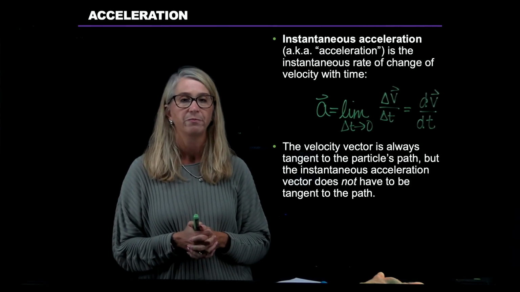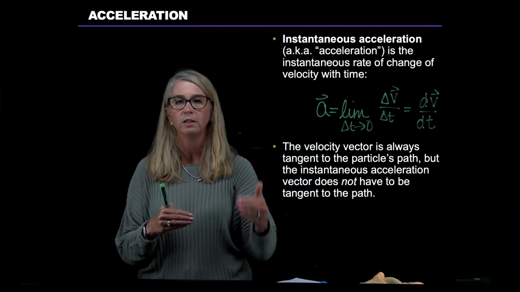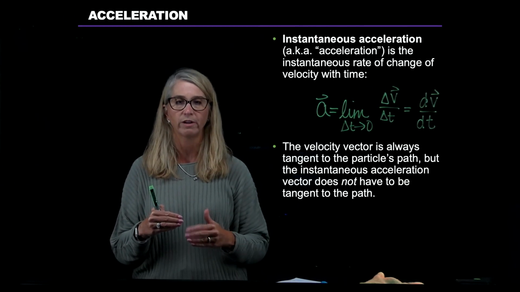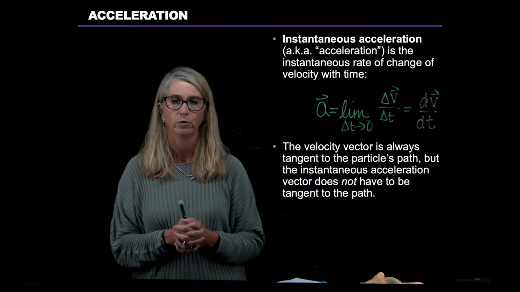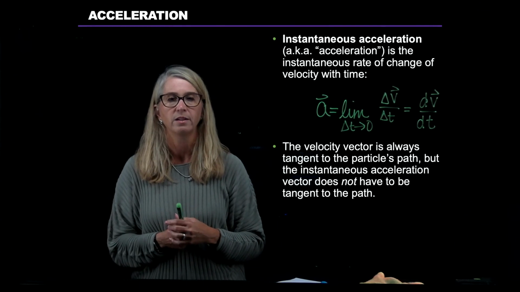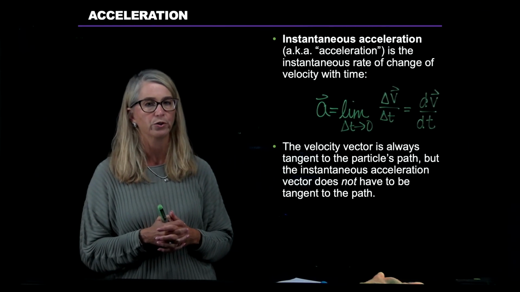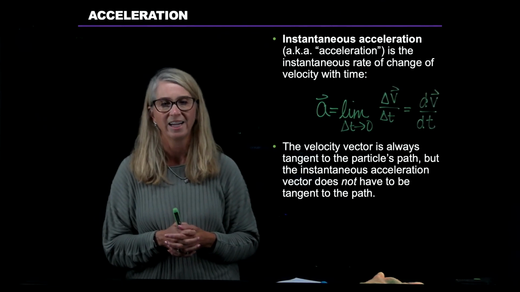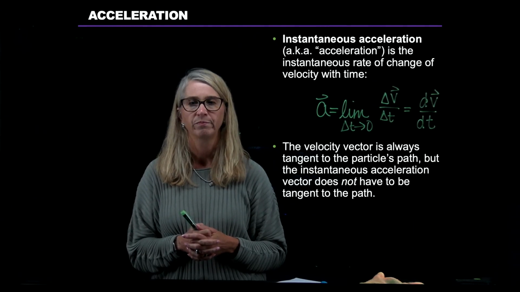Seems to make sense. And so you can see that as we go from position to velocity to acceleration, the way that we do it is by finding derivatives of those expressions. You can see that the velocity vector, just to remind you, is always going to be tangent to the particle's path, but the instantaneous acceleration vector does not have to be tangent to the path.